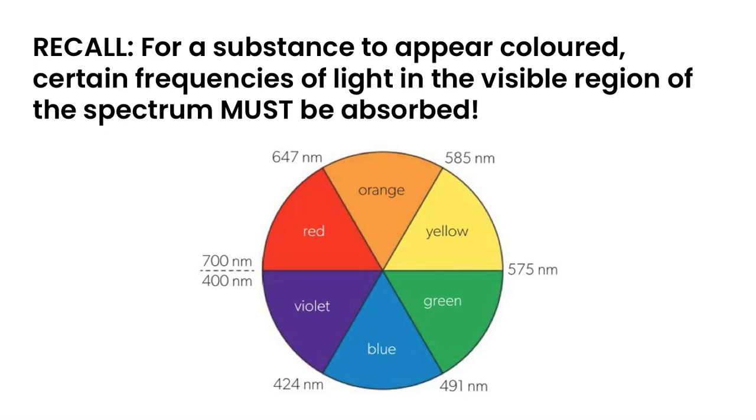In this video, we're going to take a look at how we can relate wavelength, frequency, and energy to transition metal colored complexes. To start off with, we need to revisit the color wheel. Remember, for a substance to appear colored, certain frequencies of light in the visible region of the spectrum must be absorbed. So the color that the substance is going to appear to the observer is going to be the complementary color to the light that's absorbed.